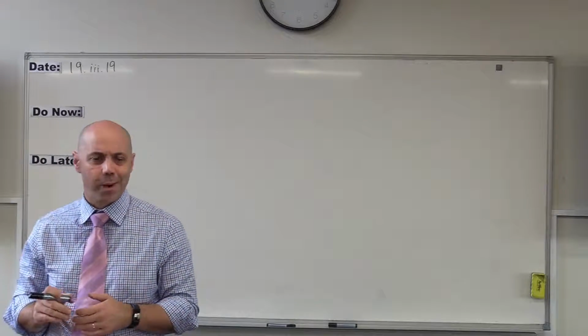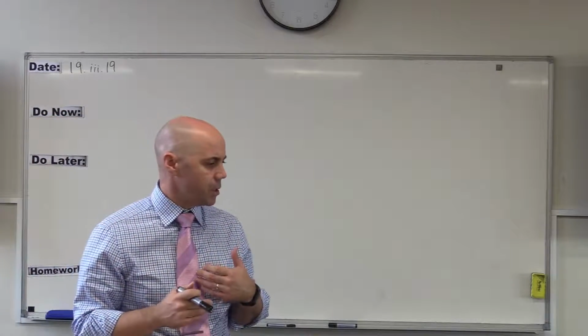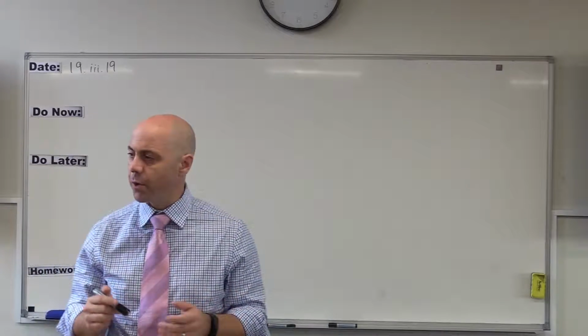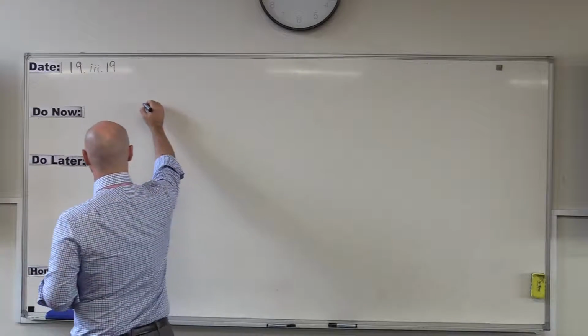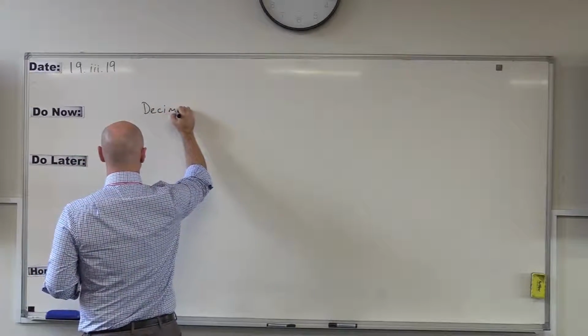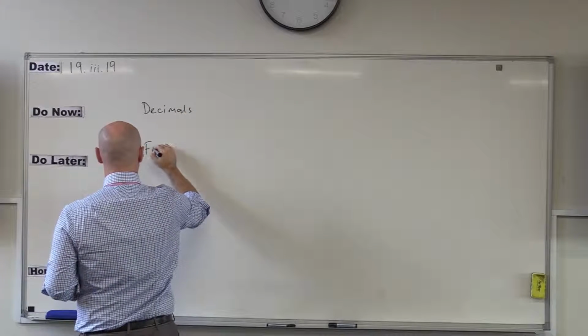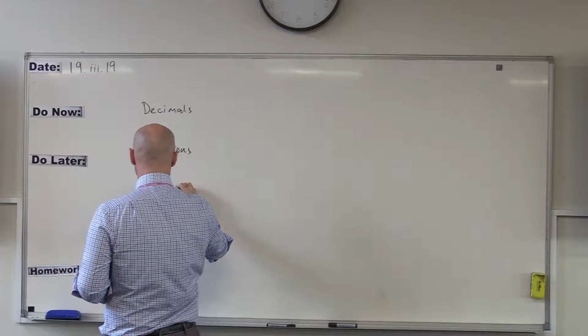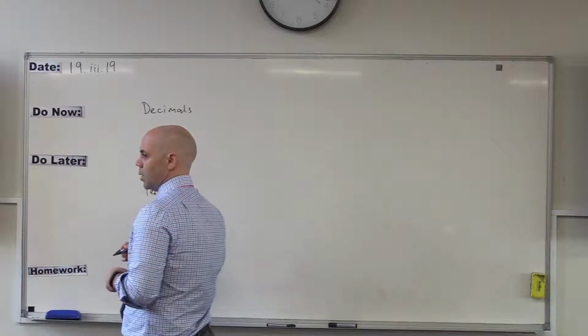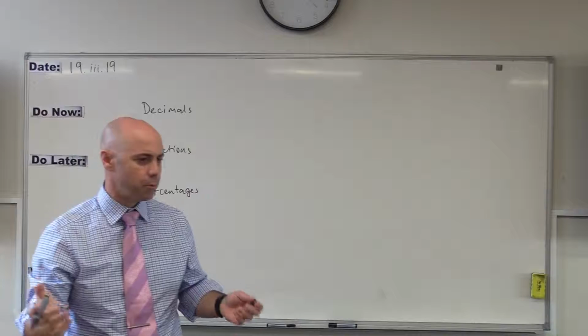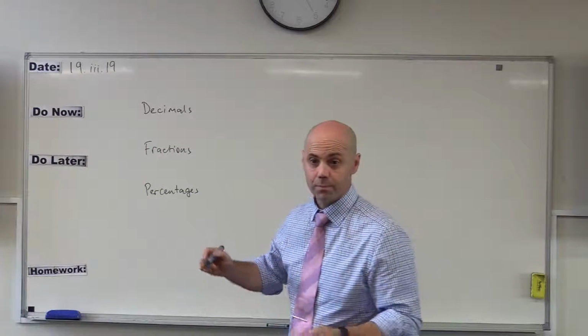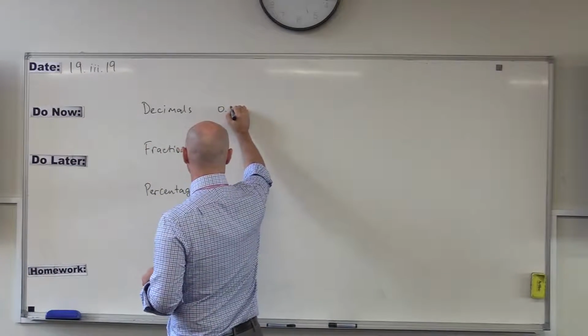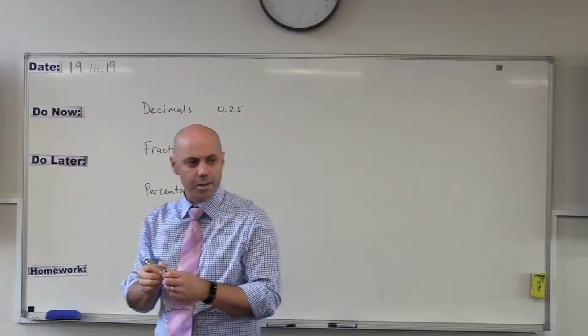Sure that we're all on the same page, I'm going to ask you to give me some examples of each of those types. Right? So we're talking about decimals, fractions, and percentages. What's an example of something in a decimal form? 0.25. Awesome. So what do we know about a decimal?